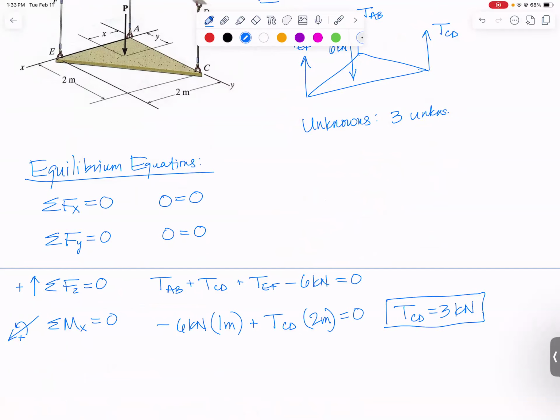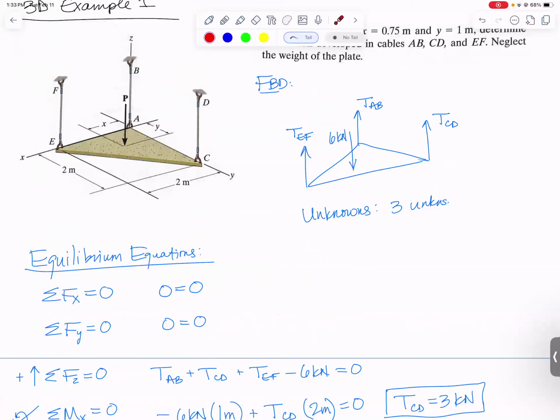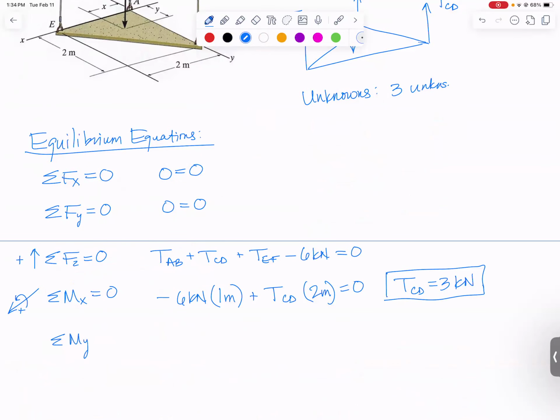Next, let's sum moments at another axis. And the other axis that's pretty helpful for this problem is actually the y-axis that goes right through points A and C. Even though we know TCD, it's always just helpful to have an axis that eliminates as many forces as possible from your moment equation. So about this axis, TCD and TAB will not cause moments because they have a 0 distance away from that axis. But P, our 6 kilonewton force, will cause a positive moment about the y-axis, and then this upward TEF will cause a negative moment about the y-axis. Summing moments about the y-axis that way.